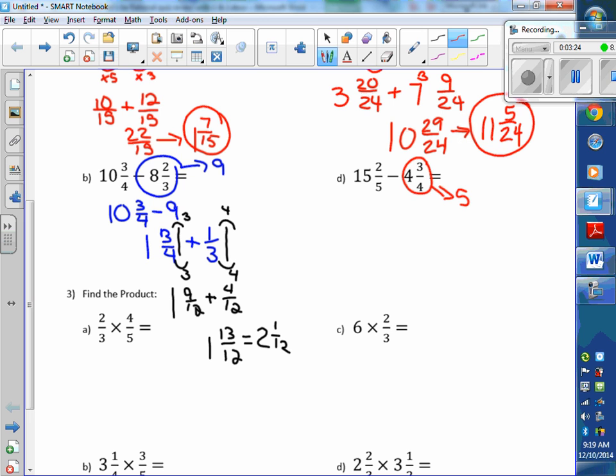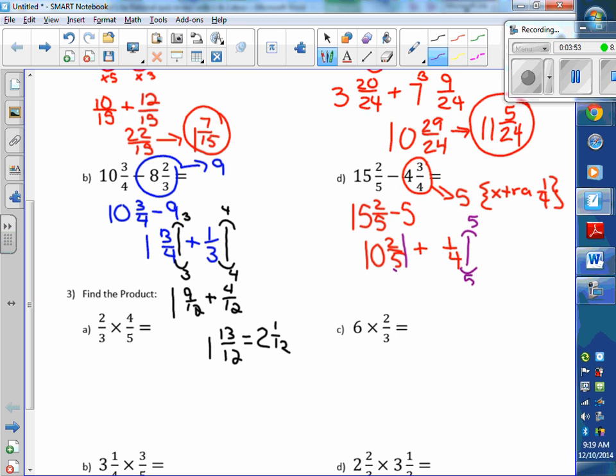So I'm going to do 15 and 2/5, take away 5, which is 10 and 2/5. But I had an extra 1/4, right? So now I have to add it back. So 2/5 and 1/4. Common denominator, yes, that's right, is 20. So multiply these by 5 and these by 4.